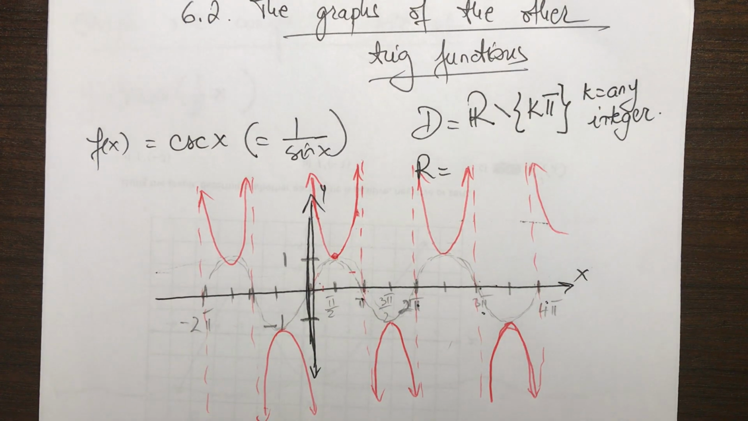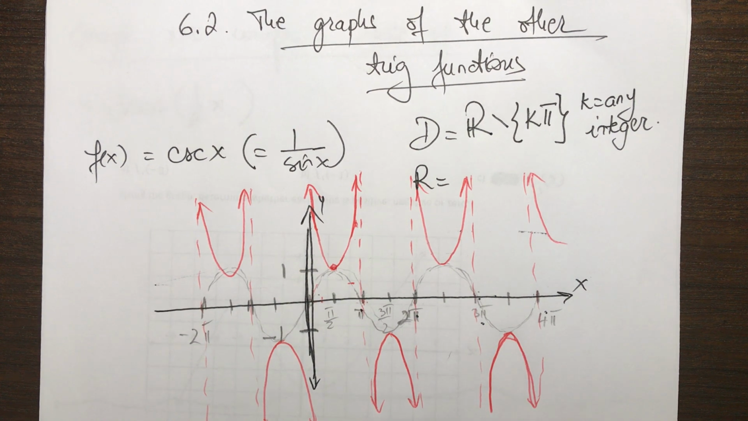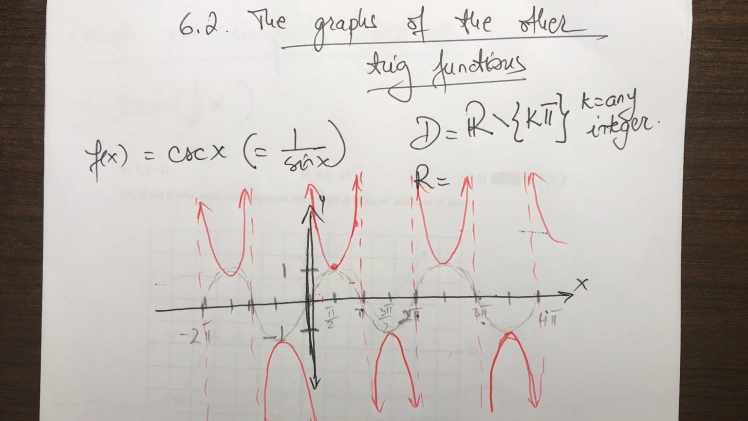Or you can write it n pi if you want. As soon as we start solving trigonometric equations, you'll see this k pi or n pi. It doesn't matter. Every textbook uses either a k or an n. It's an integer. That's all that matters.